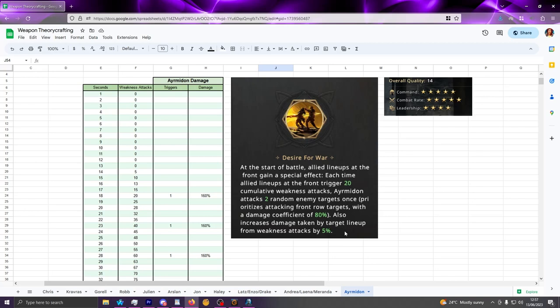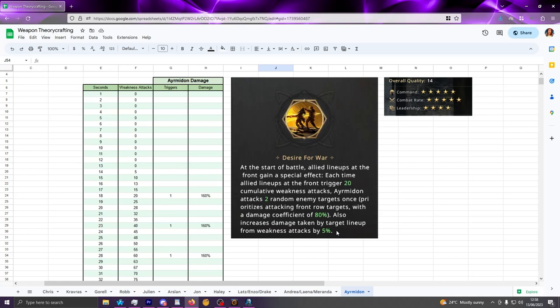So that in itself is weirdly anti-synergistic with weakness itself, because your five lineups could potentially be hitting A1, and then Ayrmidon could attack and debuff A2 and A3, and then you'd effectively be getting no value whatsoever out of his debuffer. So that's a negative immediately, in my opinion.